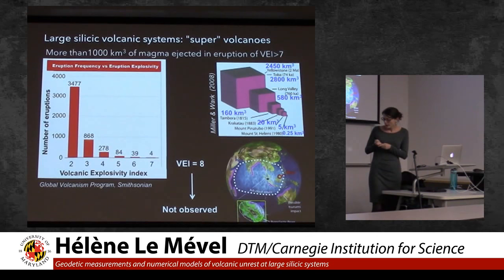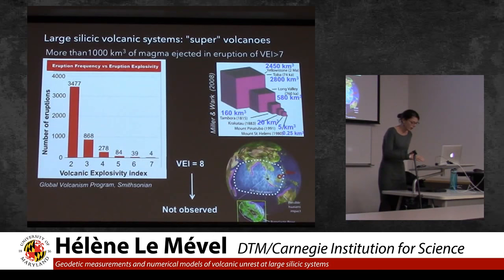Here I just show the largest eruptions that have been recorded. One of the largest is the Toba eruption that happened 74,000 years ago and erupted 2,800 cubic kilometers. I just want to illustrate that these eruptions are rare and have global impact, not just local impact, but of course they impact the climate of the whole Earth.